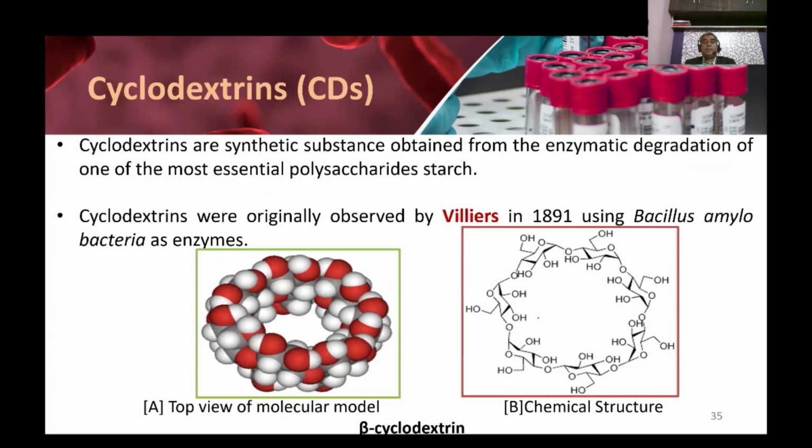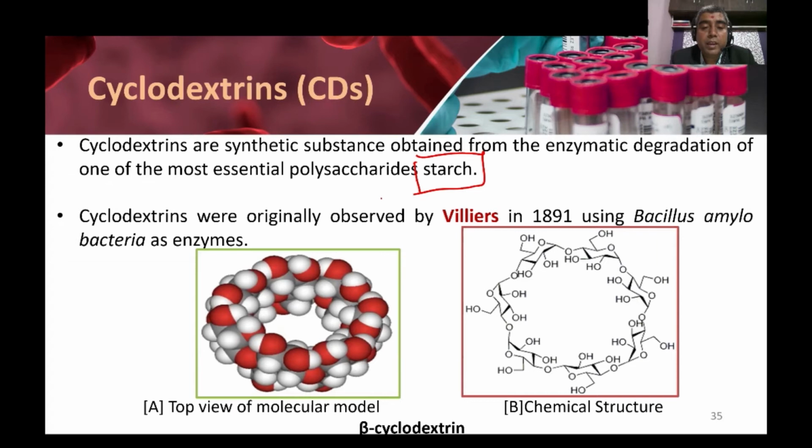Cyclodextrins are substances obtained from the enzymatic degradation of one of the most essential polysaccharides, that is starch. So cyclodextrin can be synthesized from the starch. Cyclodextrins were originally observed by Villiers in 1891 using Bacillus amylobacter as enzymes. Here we can see on the slide an image of beta cyclodextrin.